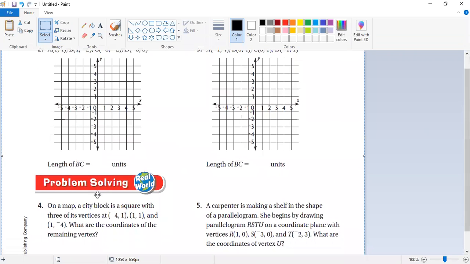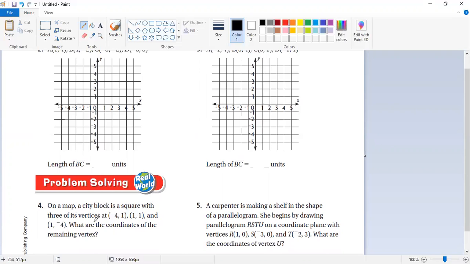Okay, so this is for question number 4. I'll be using this coordinate plane. For question number 5, I'll be using this coordinate plane. On a map, a city block is a square with 3 of its vertices at (-4, 1), (1, 1), and (1, -4). So it's a square. A square has 4 corners, right? Vertices means corners. What are the coordinates of the remaining vertex? So they have given us 3 corners. We have to find the other corner.